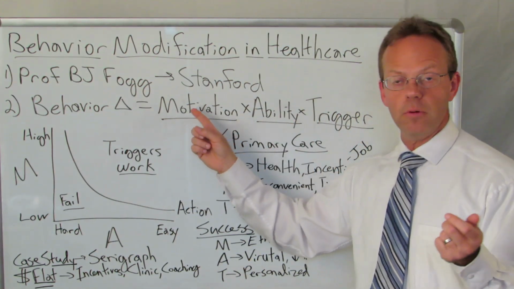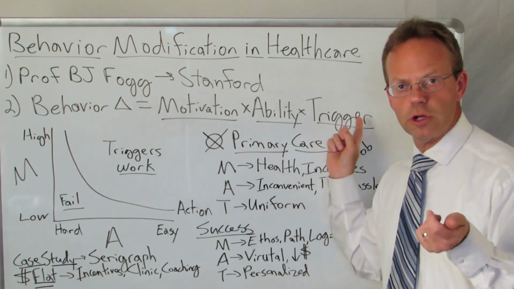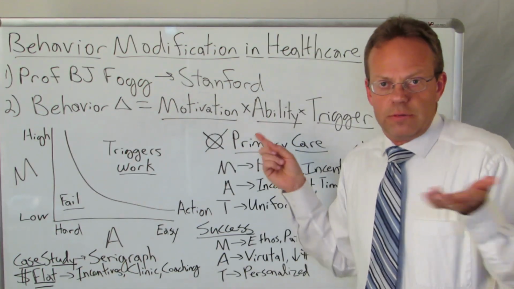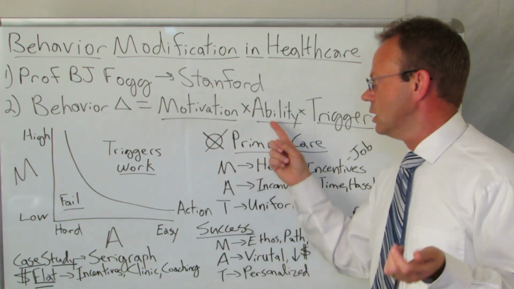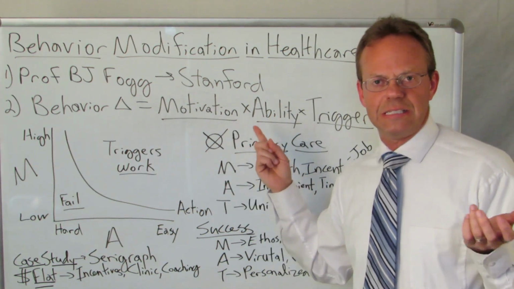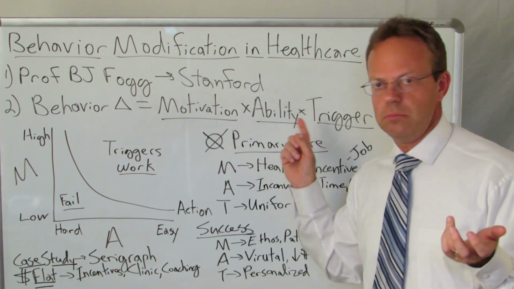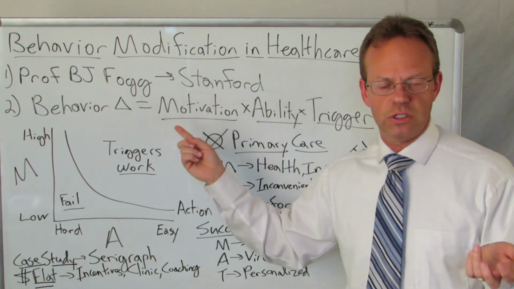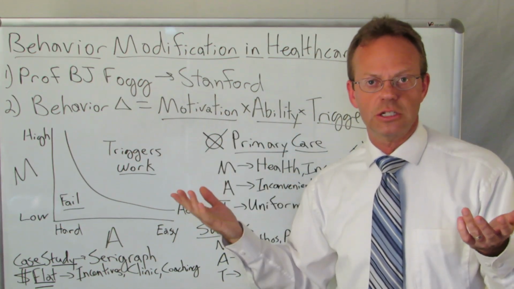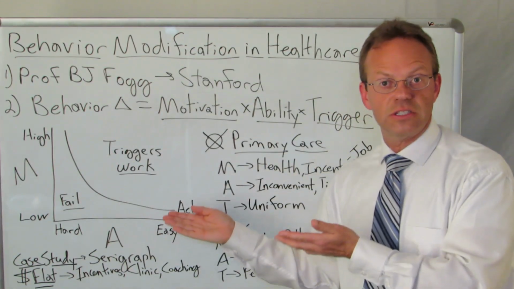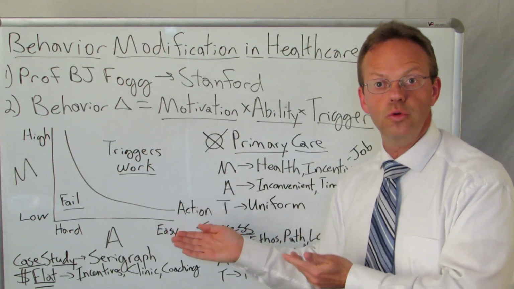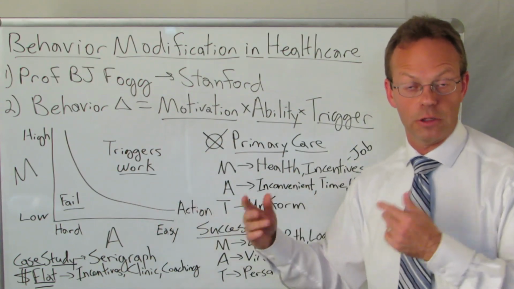Likewise, if you have people who are motivated and you give them triggers, but it's just too hard, they don't have the ability to do it, you will not change their behavior. Likewise, if you have something that's really easy and you trigger them, but they have no motivation whatsoever, then you're not going to change their behavior. B.J. Fogg has created this graphic to explain that very clearly. We're going to go through it now.